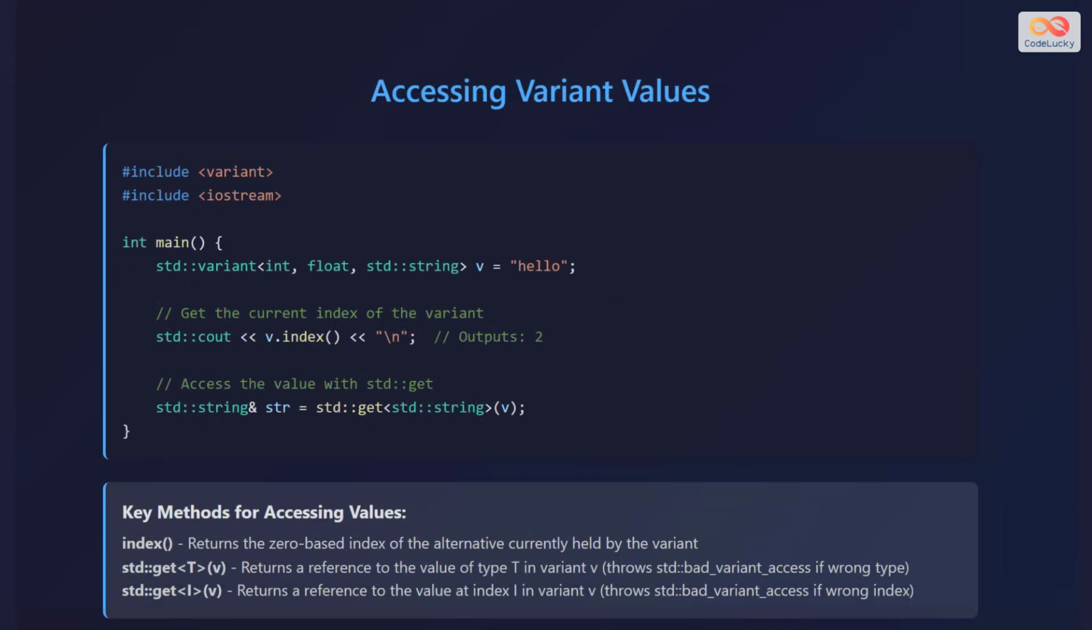Let's see how to access the values stored in a variant. Include the variant and iostream headers. Create a std::variant that can hold an integer, a float, or a std::string. Let's initialize it with the string value of hello. To get the current index of the variant, you can use v.index(), which will output 2 in this case. You can also access the value with std::get. For example, std::string& str is assigned std::get<std::string>(v).